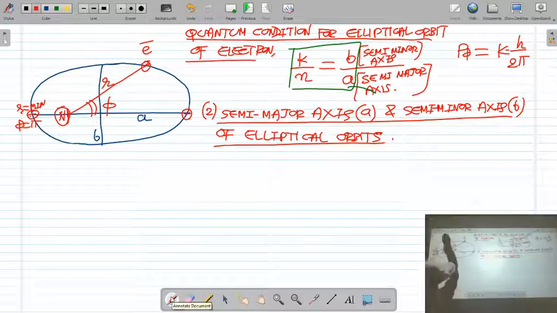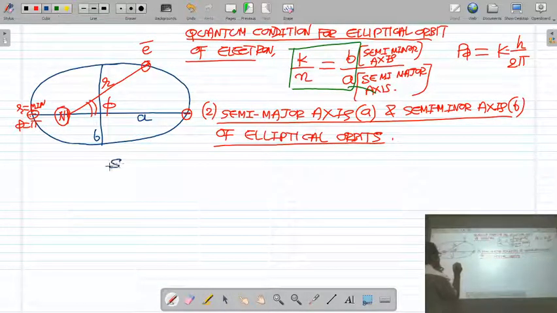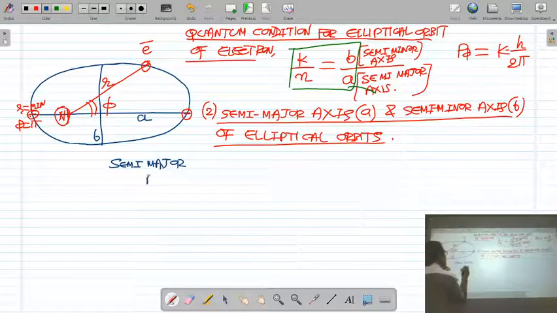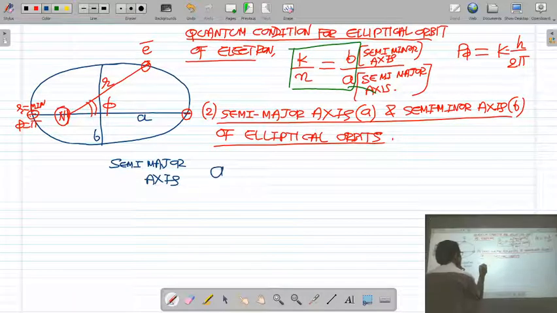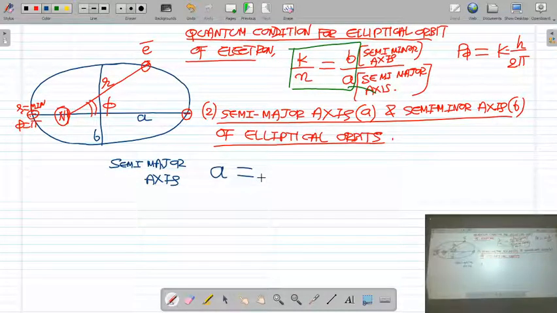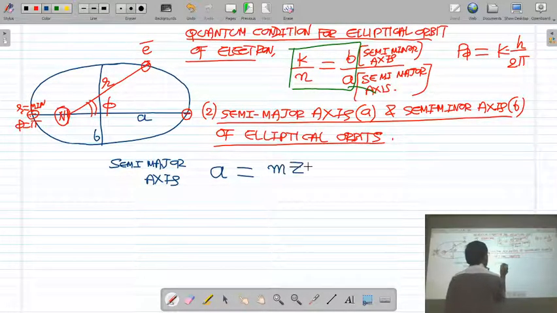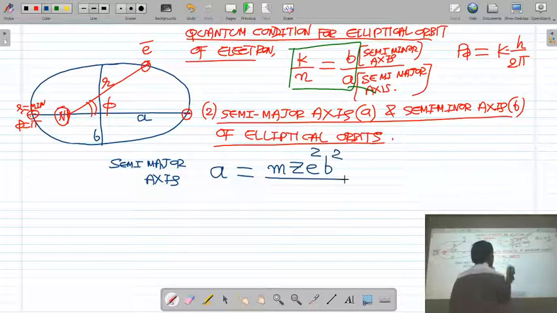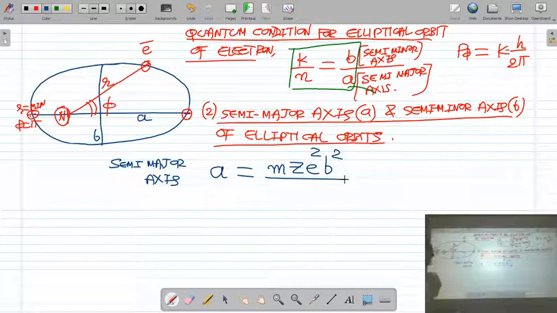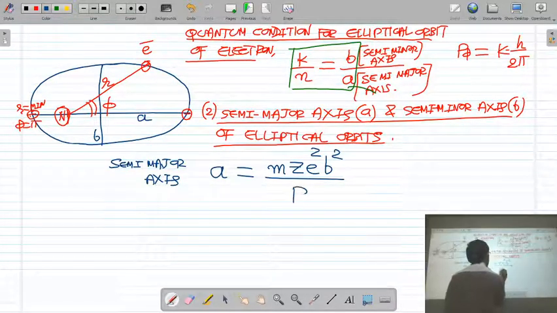In the previous lecture, we obtained one equation of the semi-major axis. Please recall that equation of the semi-major axis A. Please remind yourself what the equation of that semi-major axis was. The equation of the semi-major axis A is m z square b square upon p phi square.